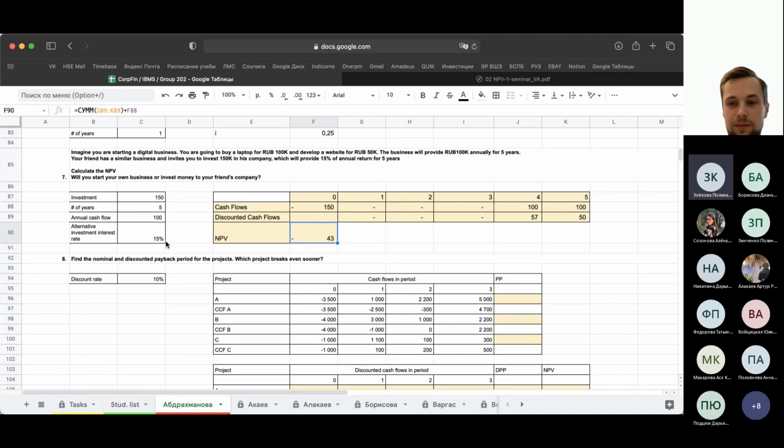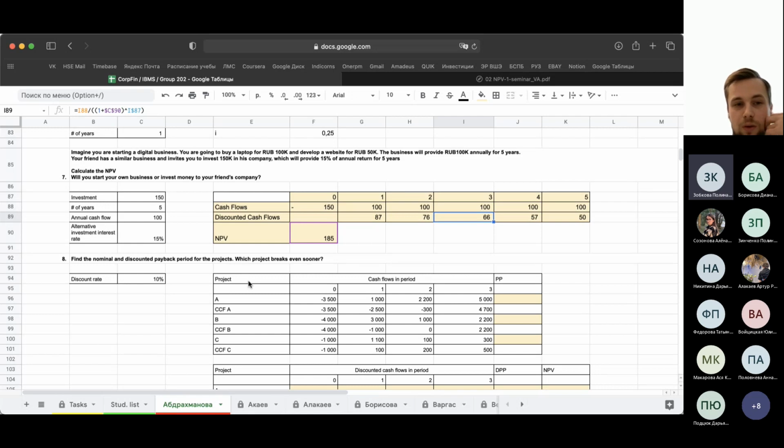May I ask a question? Yeah. We just calculated the NPV for our project. Right? And if it's negative, for example, you said we have to invest in our friend's project, but we haven't calculated NPV for that one. Its net present value may also be negative, for example, and what should we do?